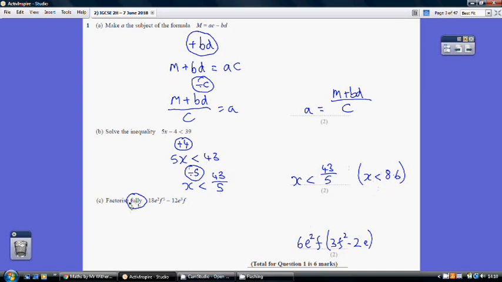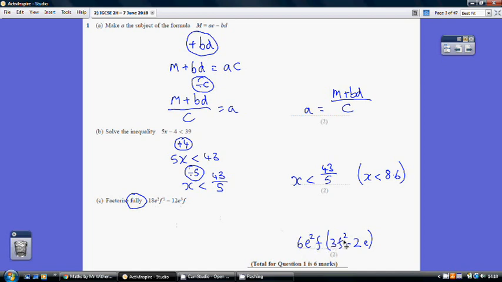Now part C, it says factorise fully. So the fully bit, circle that and remind yourself that's going to mean you're going to be taking more than one component outside the bracket. So we work our way along. What's the highest common factor of 18 and 12? Well, that's 6. Highest common factor of e squared and e cubed, well that's e squared, and highest common factor of f cubed and f, well that's f. So all three components have to come outside your bracket.